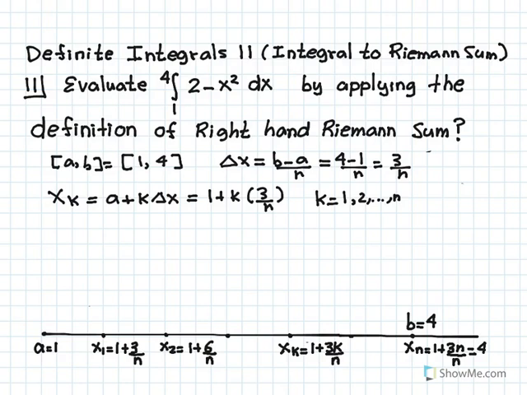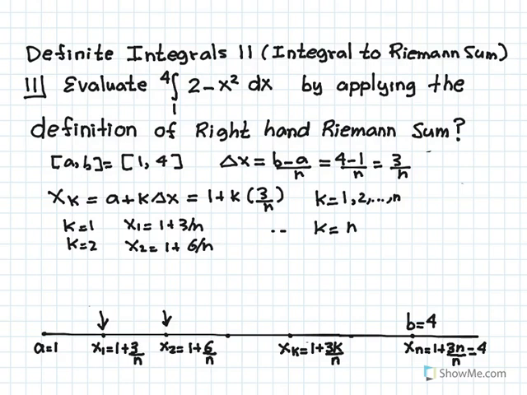If you plug in k equals 1, you get x1 is equal to 1 plus 3 over n, and that is the first sample point. If you put k equals 2, you get x2 is equal to 1 plus 6 over n, and that's the second sample point. If you plug in k equals n, that gives us xn is equal to 1 plus n times 3 over n. The n's cancel out, 1 plus 3 is 4, and that's the value of b, the endpoint. So there it is, b equals 4.